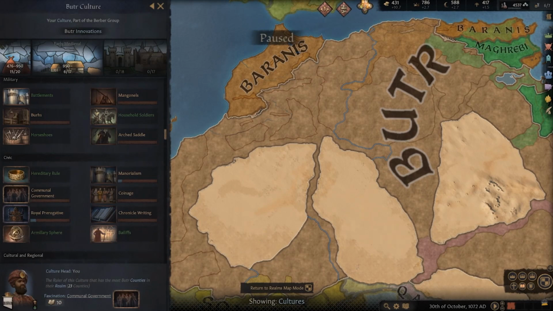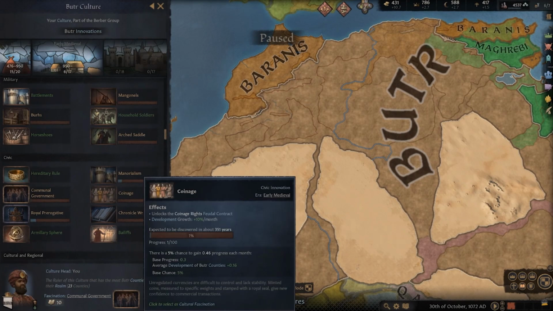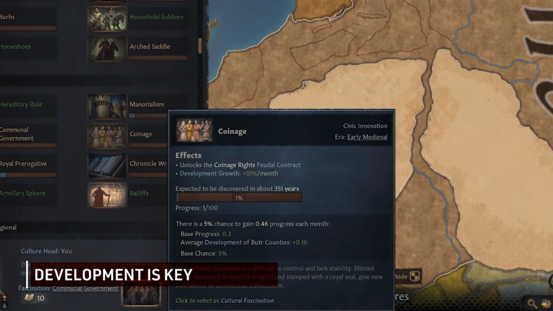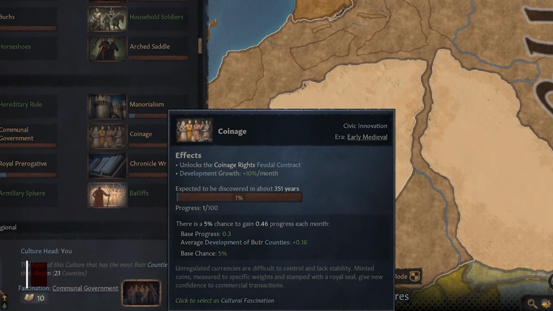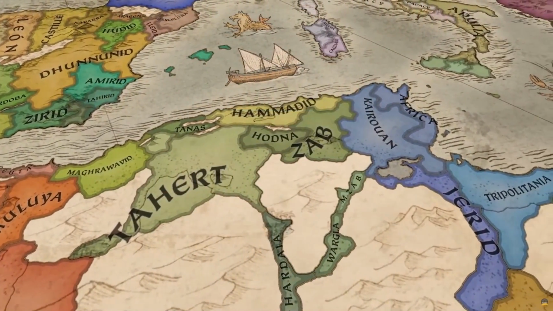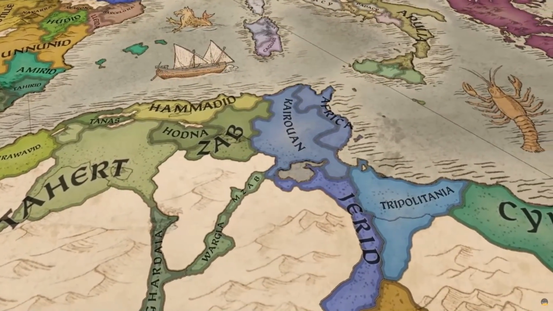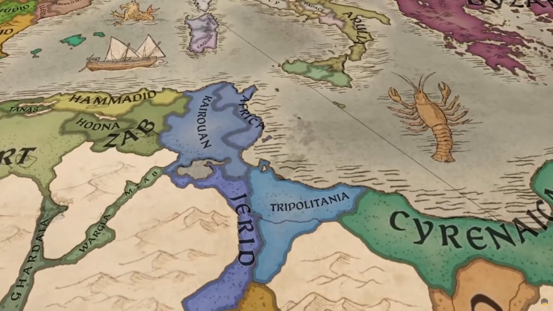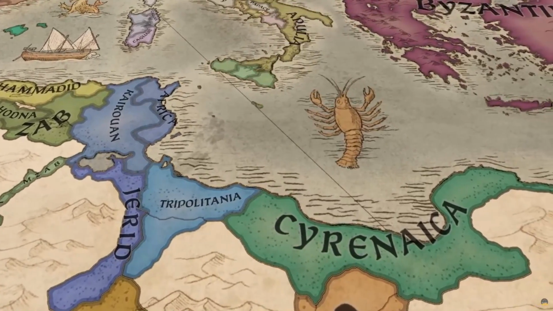At its base, innovations will have a small chance to progress based on the average development of counties within your culture. Note that this is all counties of your culture, not just within your own domain. This means that a culture focusing on pure expansion as their primary goal will see slower growth than those that stay a bit more focused and build on development.